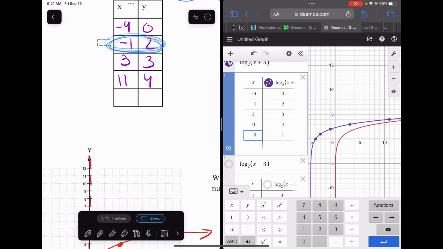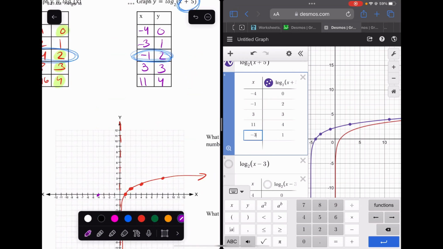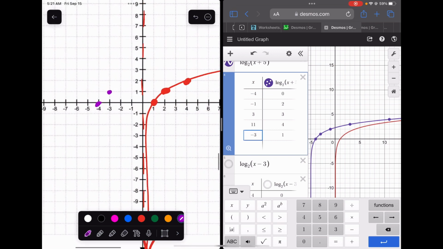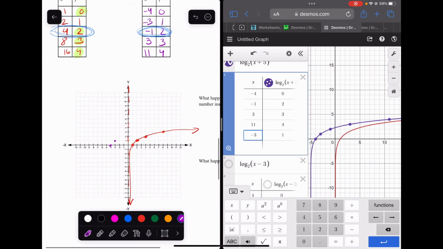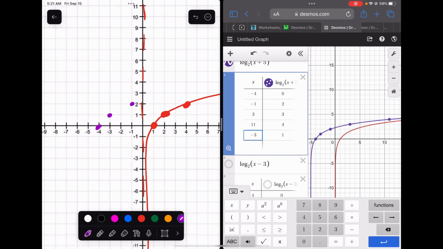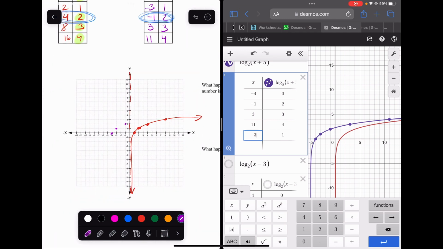Sorry, I know I should have put this in here originally. I'm trying my best. We could put a (-3, 1) in here so it looks nicer: (-3, 1), and then (-1, 2), and (3, 3), and (11, 4) we actually can get on here too.